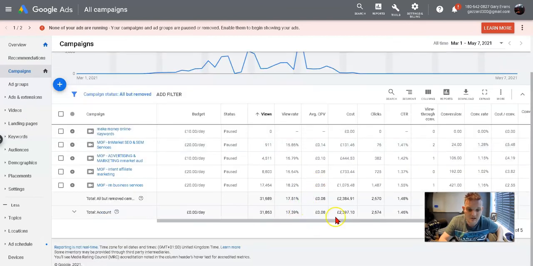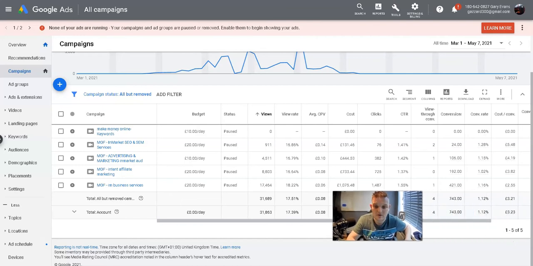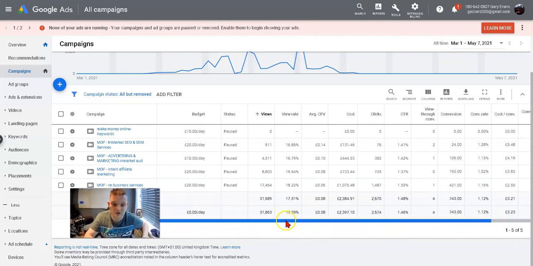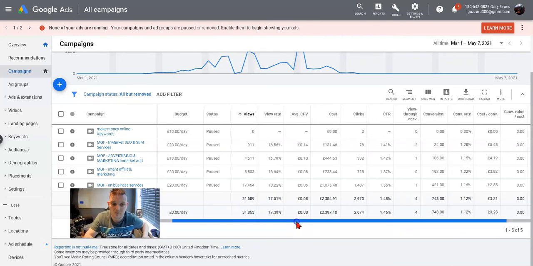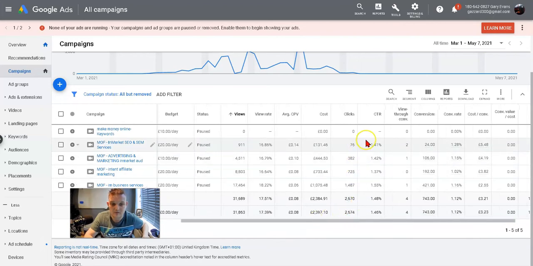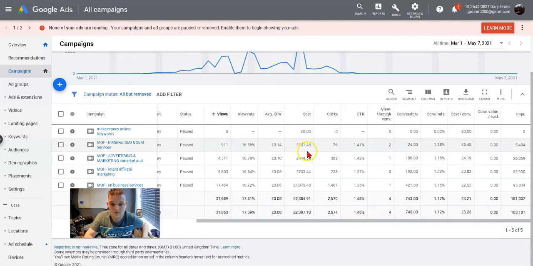And as you can see here, guys, I spent £2,397, so probably $2,700, something like that. You know, that's a hell of a lot of money. And as you can see here, if you know much about paid ads, my click-through rates were above 1%. My cost is absolutely ridiculous, I should say. Not phenomenal. Phenomenal means it's good. Ridiculous is the word that I should have used.